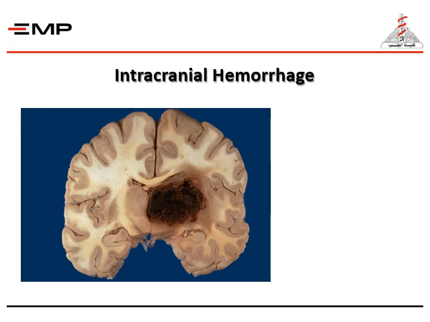And this is a cut section through a brain post-mortem. The right side of the brain shows a large blood clot through the right ventricle. This is intracranial hemorrhage or intraventricular hemorrhage in a neonate.